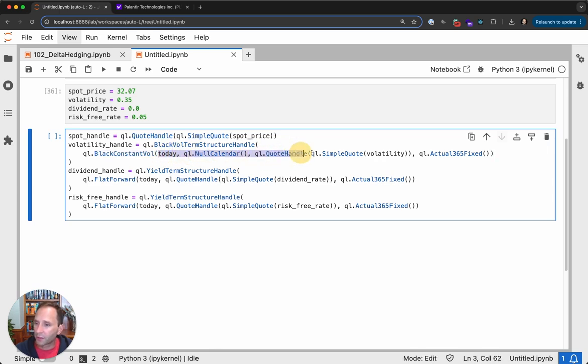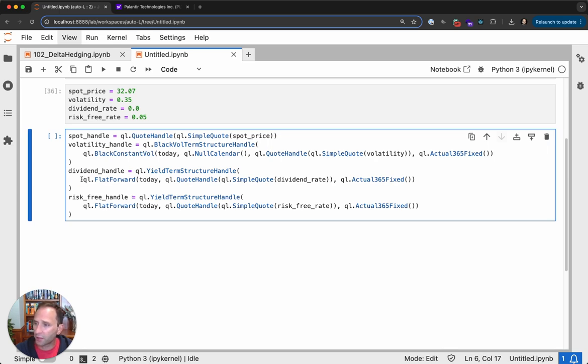And all of this stuff in here is just today's date, a calendar, the quote handle that we created, a simple quote for volatility value, and then the fixed 365-day fixed calendar, okay? The same thing is true of the dividend. So we actually have a zero dividend, but we will just assign it anyway.